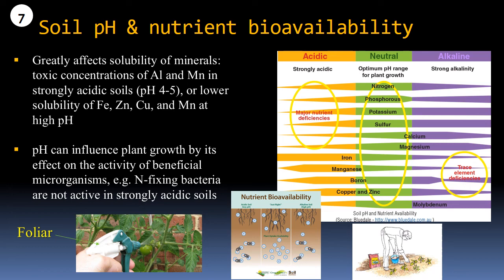Therefore we have to use other techniques like foliar application, by which you add the nutrient directly to the leaf at a proper, very low concentration. You have to calculate how much should be added, and then the plant absorbs them directly through its tissues, and then can use them for growth.